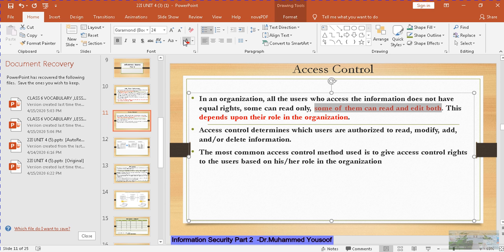I have two roles in the university. Number one, I am a teacher, and number two, I am an advisor. My role as an advisor is different, and my role as a teacher is different. As an advisor, when the students come to me, what will I do?